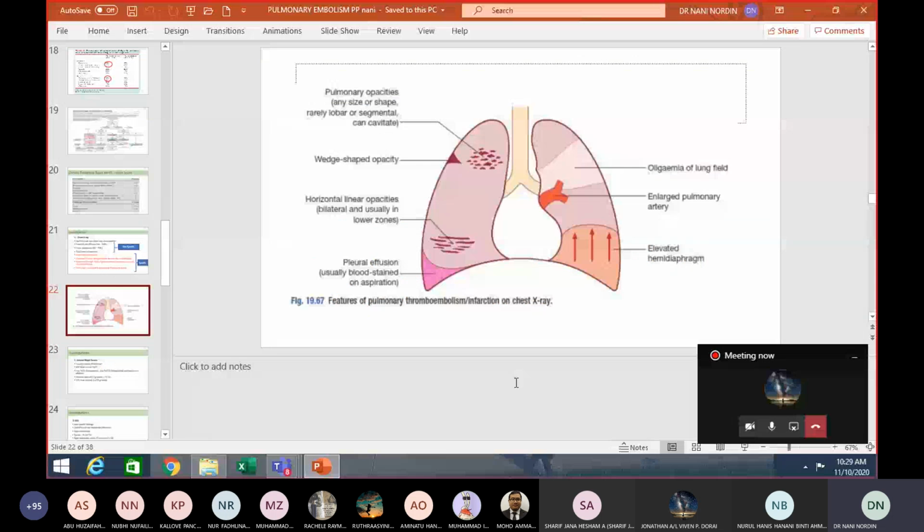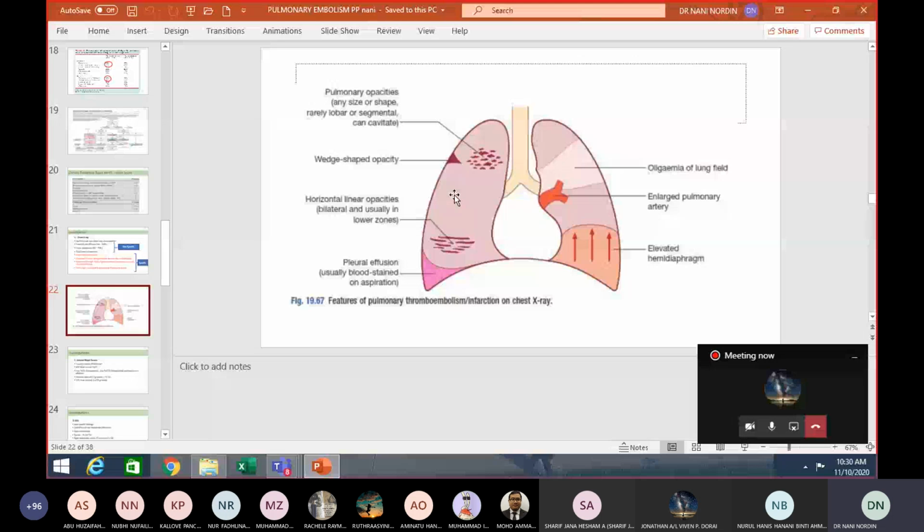So we have cartoons that illustrate all that, so that you can get some ideas. You can have enlarged pulmonary artery, this is your Westermarck sign. You can have elevated hemidiaphragm. You can have pleural effusion, horizontal atelectasis, wedge-shaped opacity. Because if there's an infarct, it's very rare for you to get infarction.